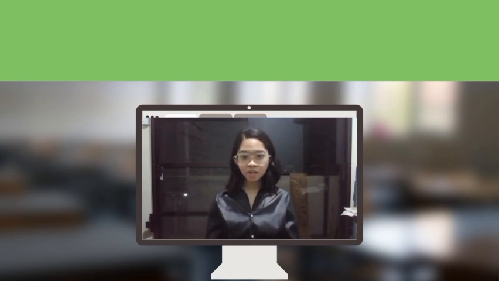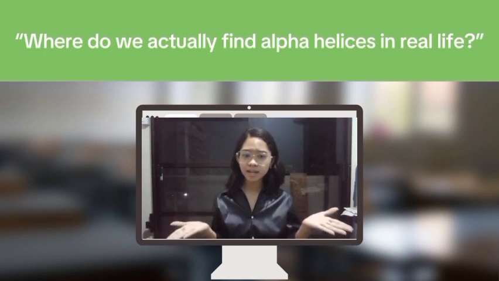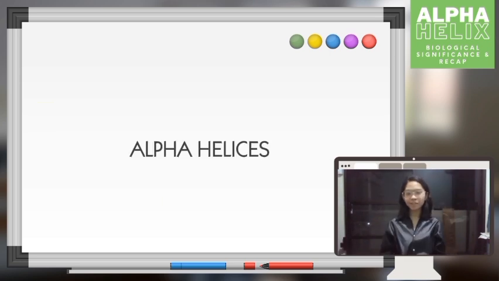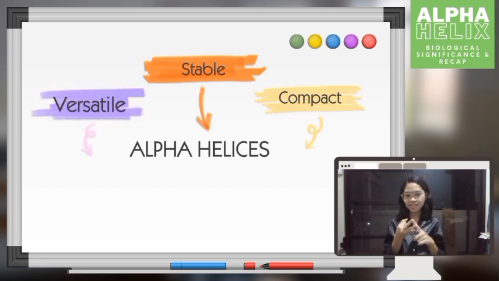Thanks, Febrienne. Now that we know the structure and stabilizers, let's ask, where do we actually find alpha helices in real life? First, in hair, skin, and nails, alpha helices are part of alpha keratin. Second, in membrane proteins, helices span the lipid bilayer to form channels or pumps. And third, in DNA-binding proteins, helices fit into the DNA grooves to help with gene regulation. Alpha helices are everywhere in the protein world because they're compact, stable, and versatile.